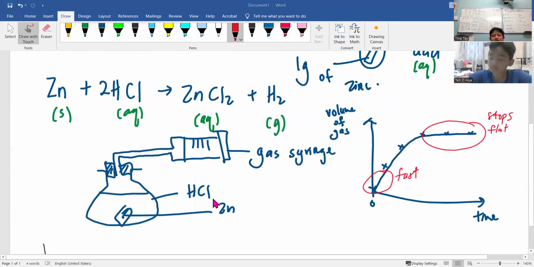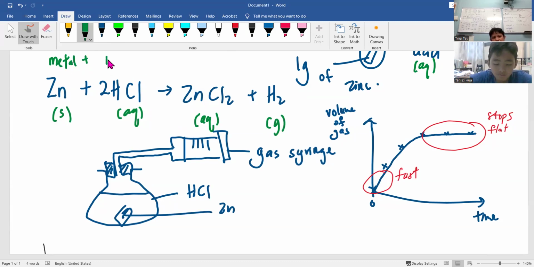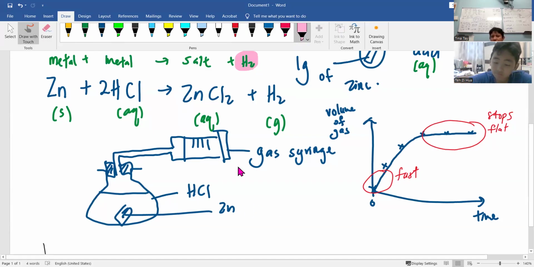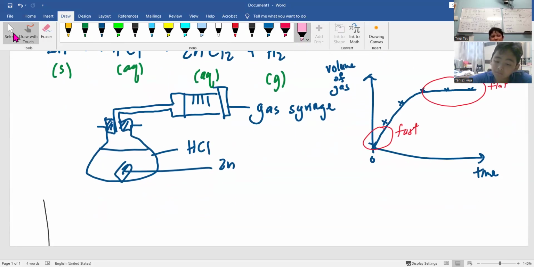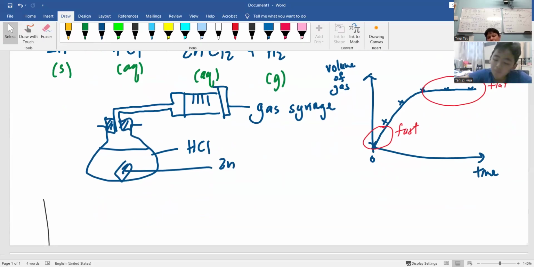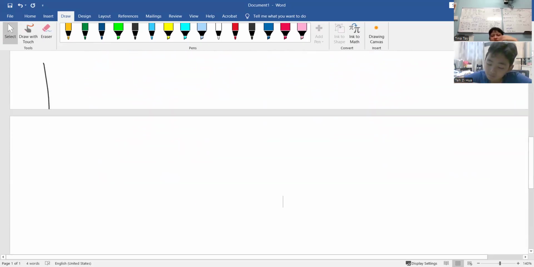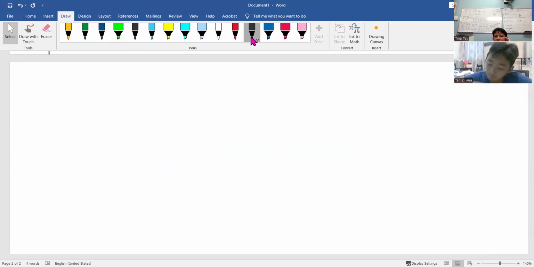Now, this reaction is acid and metal. You get salt and hydrogen gas. And the reason we can measure the rate of reaction is because there is hydrogen gas. Okay, I'm going to show you another kind of reaction. I'm sure you learned this before in Year 7, 8, 9.